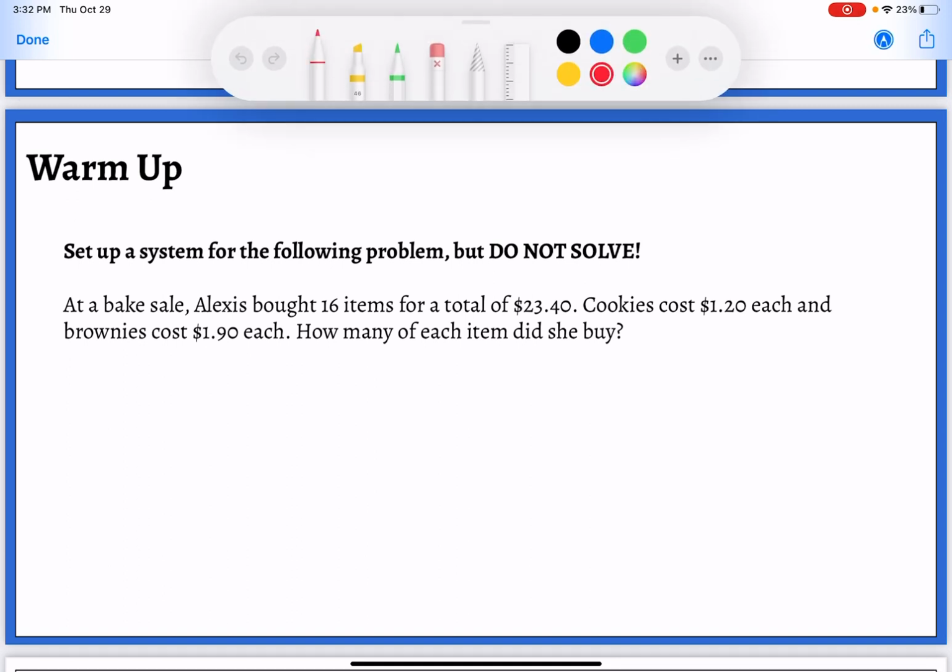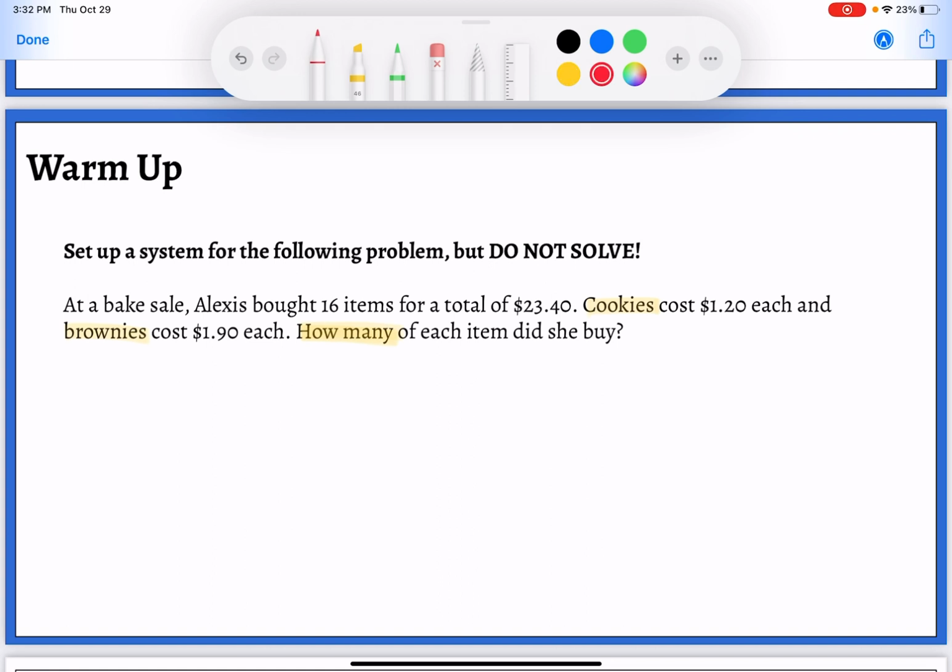All right, at a bake sale, Alexis bought 16 items for a total of $23.40. Cookies cost $1.20 each, and brownies cost $1.90 each. How many of each item did she buy? I'm wondering if this looks familiar to you. It's very similar to our warm-up from yesterday. So let's see. Alexis bought 16 items for a total of $23.40. So she's got cookies, I see, and she's got brownies. I see that I know the cost of each, but it's asking me how many of each did she buy.